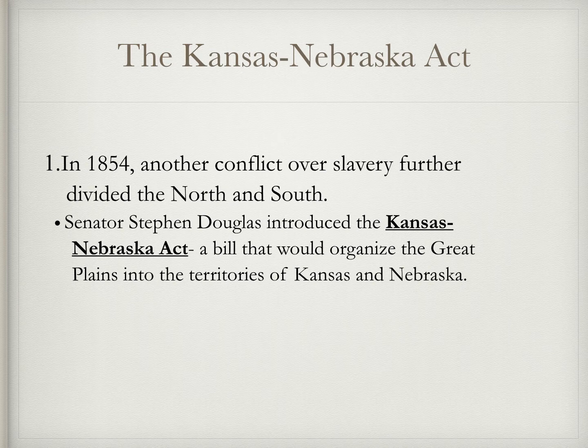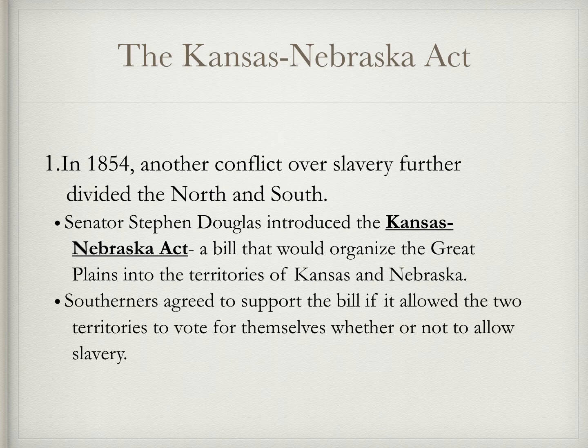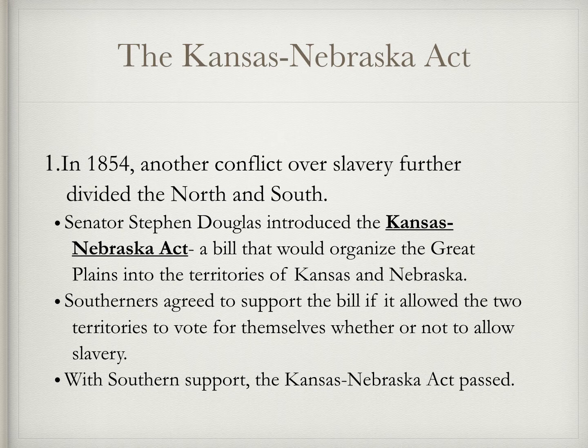Now, the issue of whether they will become free states or slave states when they become incorporated as states kind of divides the Senate. Southerners in the Senate originally were opposed to the bill, but they become convinced to agree to support it when it was added that Kansas and Nebraska would use popular sovereignty to decide the status of slavery in those territories. So the people in the territories would vote for themselves whether or not to allow slavery. And so with the support of the Southerners, the Kansas-Nebraska Act passed.